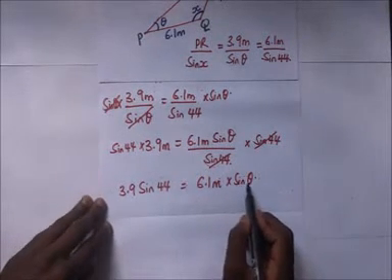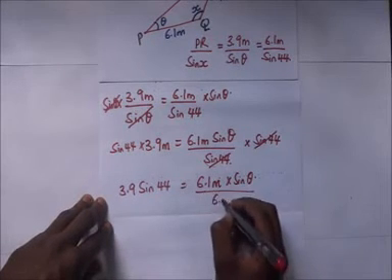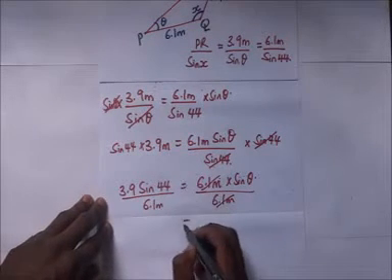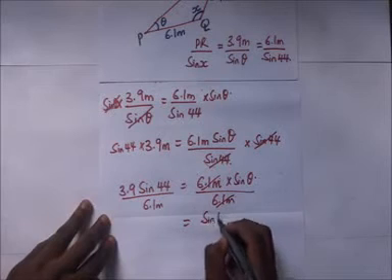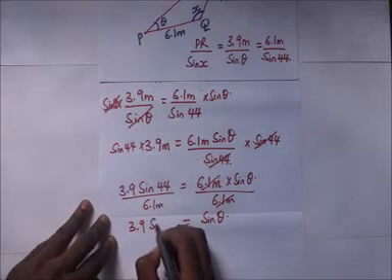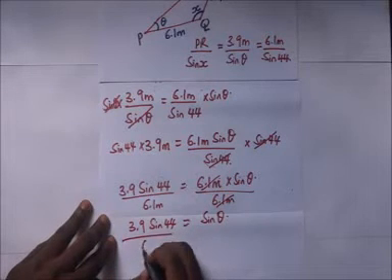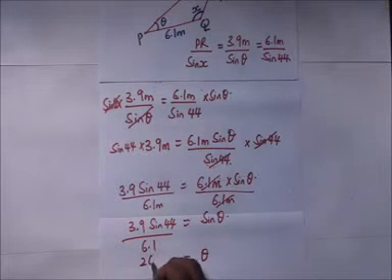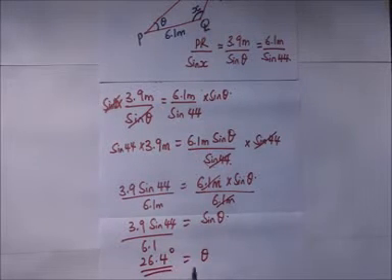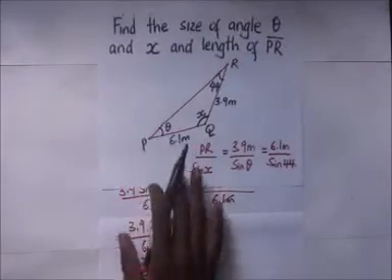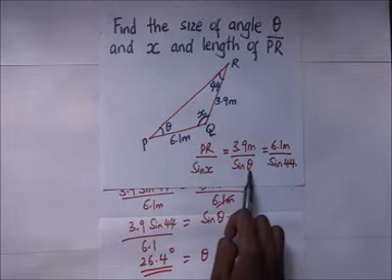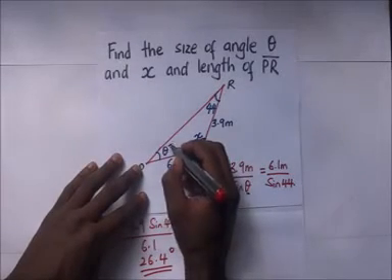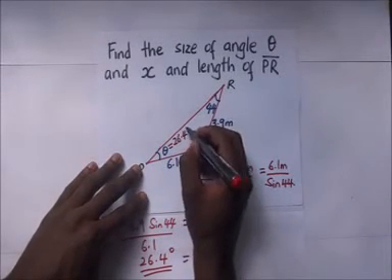To make theta remain alone, we divide both sides by 6.1 meters, so that this cancels with that. We remain with sine theta as 3.9 sine of 44 over 6.1. So we remain with our value of theta as 26.4 degrees. So 26.4 degrees is the angle theta. After getting 26.4 here, we proceed to get the other unknowns.